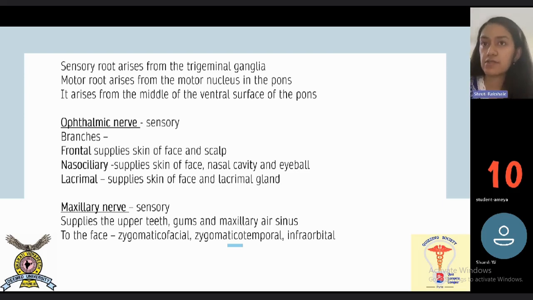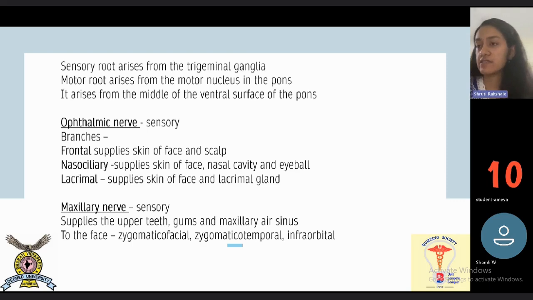The sensory root arises from the trigeminal ganglia. The motor root arises from the motor nucleus in the pons, and this nerve as such arises from the ventral surface of the pons. Now, the ophthalmic nerve is sensory. It has branches frontal, nasociliary, and lacrimal. The frontal supplies the skin of face and skull. Nasociliary supplies skin of face, nasal cavity, and eyeball. Lacrimal supplies skin of face and lacrimal gland.